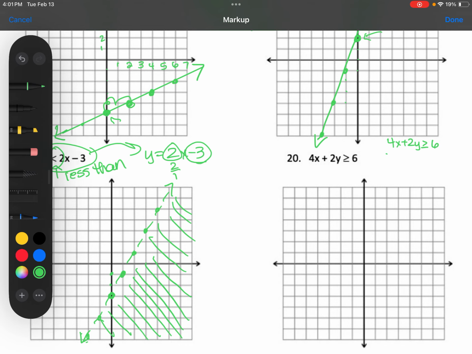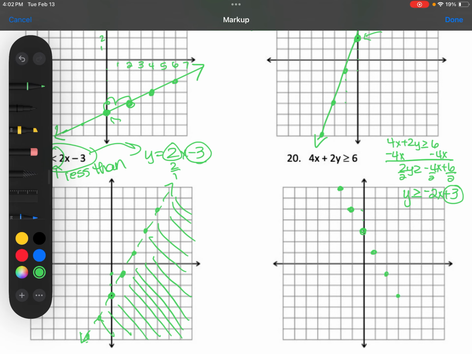Okay, so I've got minus 4x on both sides, and I get 2y is greater than or equal to negative 4x plus 6. Then I'm going to divide by 2 on everything. So this is y is greater than or equal to negative 2x plus 3. Now I'm going to graph it. I go to my y-intercept first, which is 3. My slope is negative 2, so I'm going to go up 2 and to the left 1, up 2 and to the left 1. Then I could go down 2 and to the right 1. So here is going to be my line.